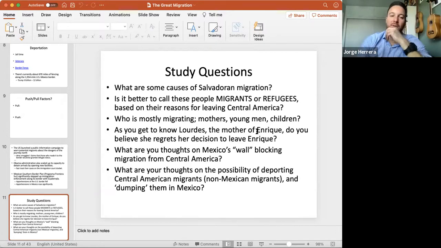Based on their reasons for leaving Central America. Who is mostly migrating? Is it mothers? Is it young men? Is it children? And from the book that you're reading, as you get to know Lourdes, the mother of Enrique, do you believe that she regrets her decision to leave Enrique?